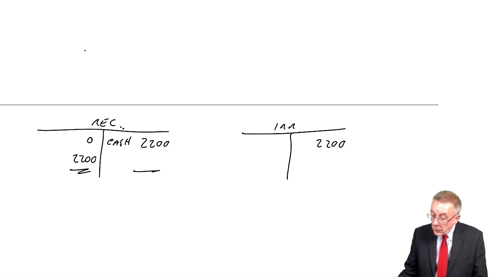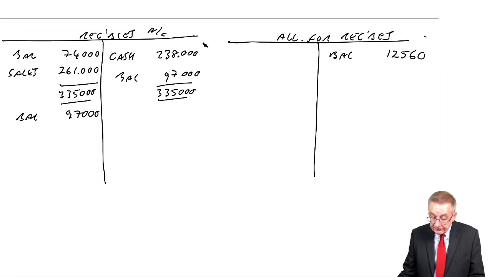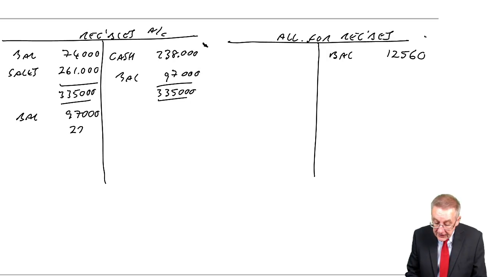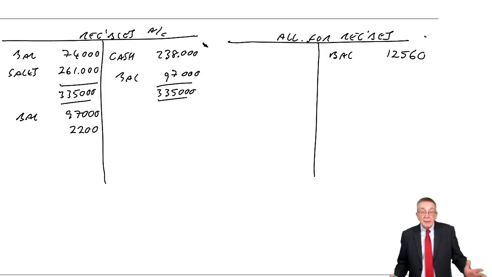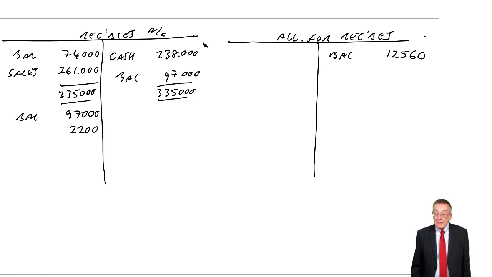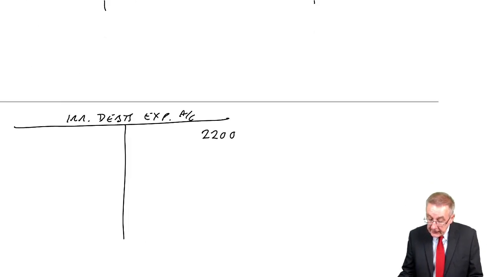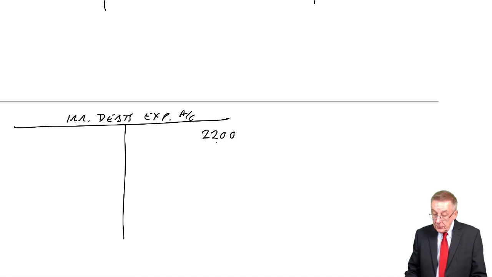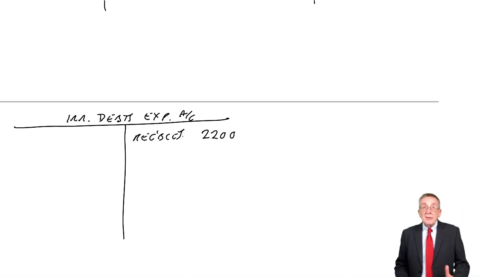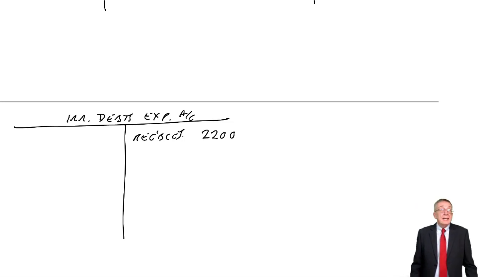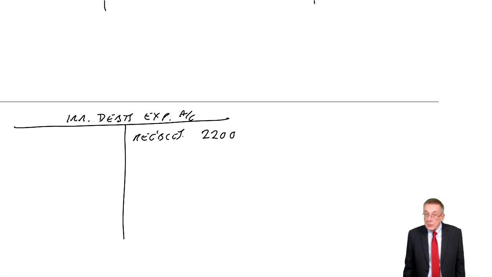And so that's what we're going to do to correct the mistake. Debit receivables, we should never have included it in the total, and credit irrecoverable debts. Debit receivables, credit irrecoverable debts, 2,200. So that's the first example you've seen of correcting a mistake by the bookkeeper. But I hope that makes sense.